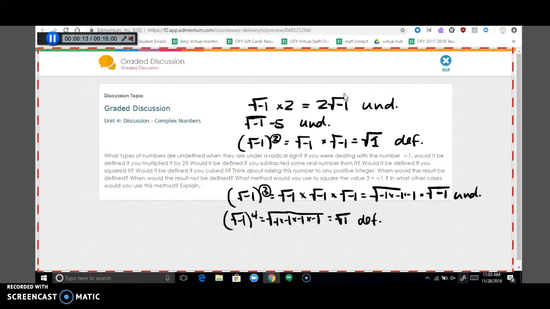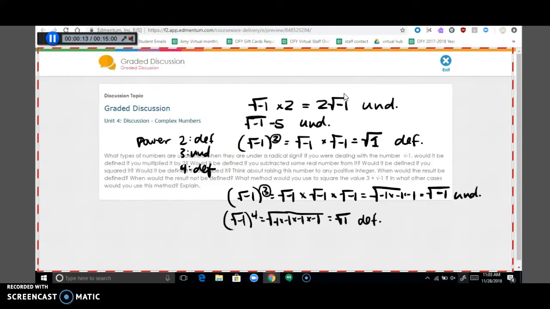So what we can see is that squaring it or putting it to the power of 2 is defined. The power of 3 is undefined. The power of 4 is defined. So we can make a pattern here. So you're going to think about what pattern we have.